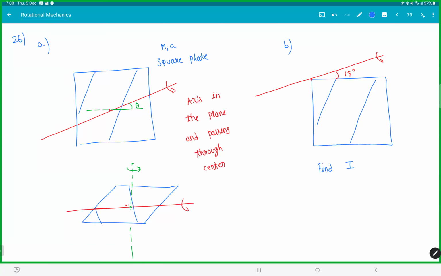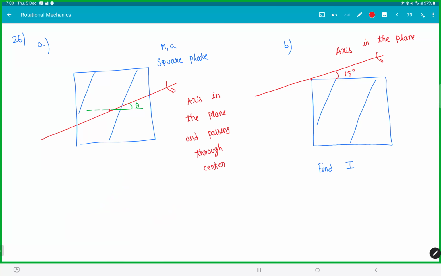It is in the plane. The axis is in the plane. Green is perpendicular, I got. Why do you need that green? Come on, leave it. Why the obsession with the green one? Find about the red one, right? The axis is in the plane.